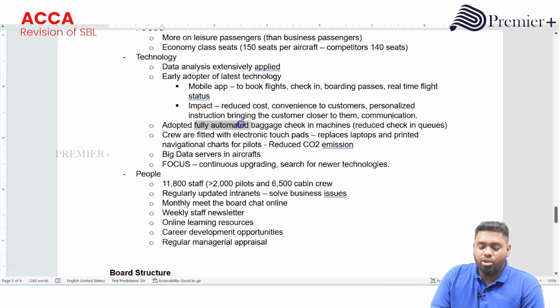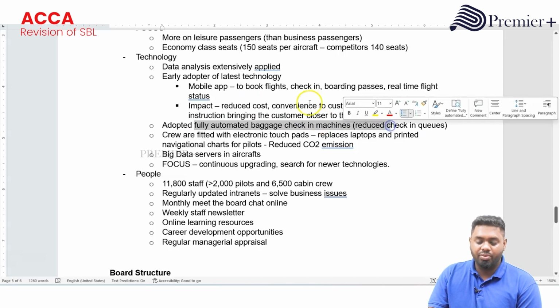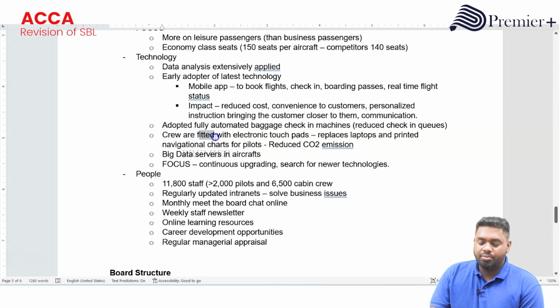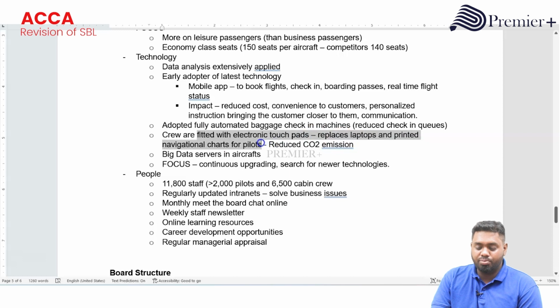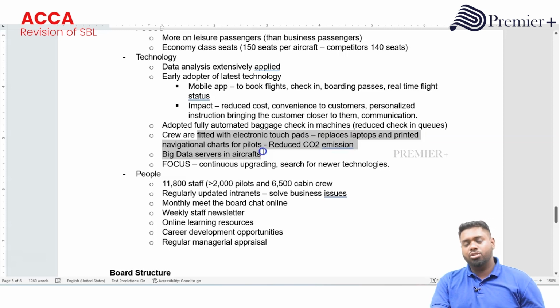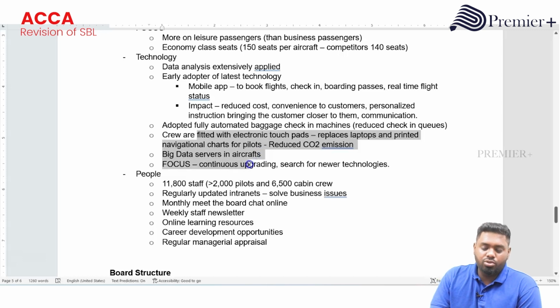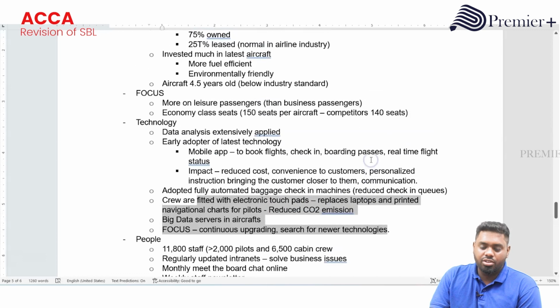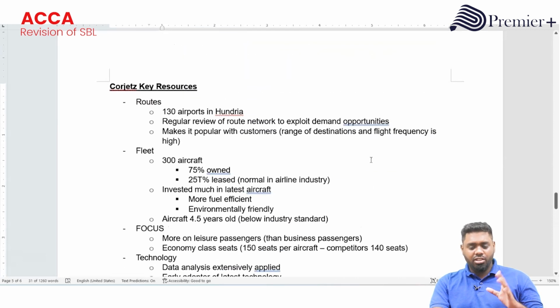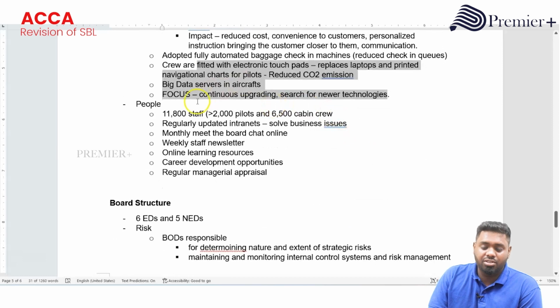They adopted fully automated baggage check-in machines. This reduces the check-in queues. Crew are fitted with electronic touchpads, which replace laptops and printed navigational charts for pilots. This reduces carbon emissions. And there are big data servers in aircraft for access to the most complete, latest information. The focus is continuous upgrading and the search for newer technology. So this is the focus in terms of technology by Core jets: keep looking for newer technology and try to improve the service experience.